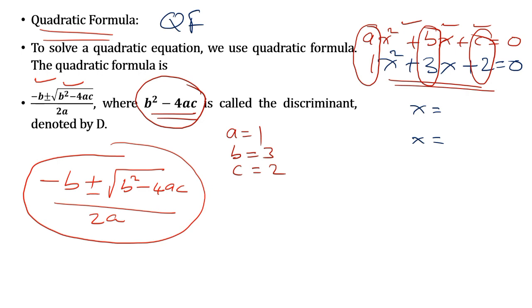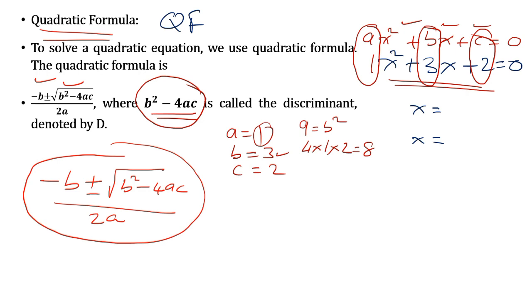Here you can say b square, b is 3. So what will be b square? B square will be 3 square. 3 square is equal to 9. That is equal to b square. What is 4ac? 4 into a into c. That is 4 into a, a is 1, 1 into c. C is 2. So 4 into 1 into 2 is 8. So we got 4ac.